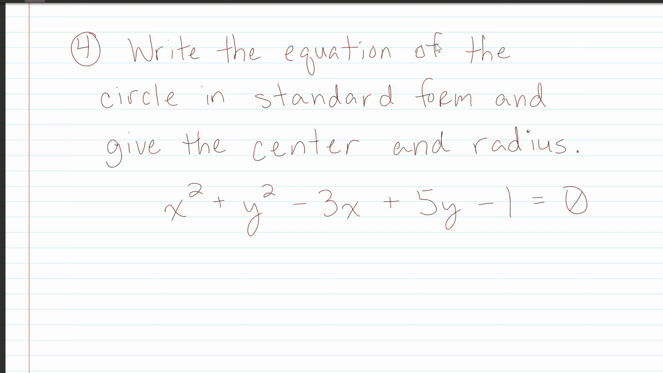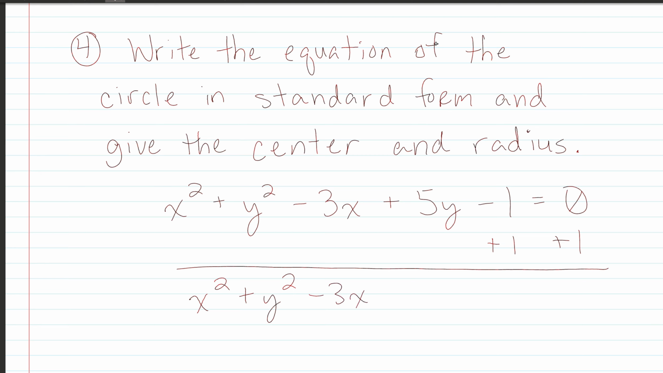So here it's surely not in that form. The first thing I'm going to do is move this 1 over to the right. So I'll do that by adding 1 to both sides, right? Because at least it'll look somewhat similar to that standard form for a circle with a constant on the right. So then I have x squared plus y squared minus 3x plus 5y equals 1.